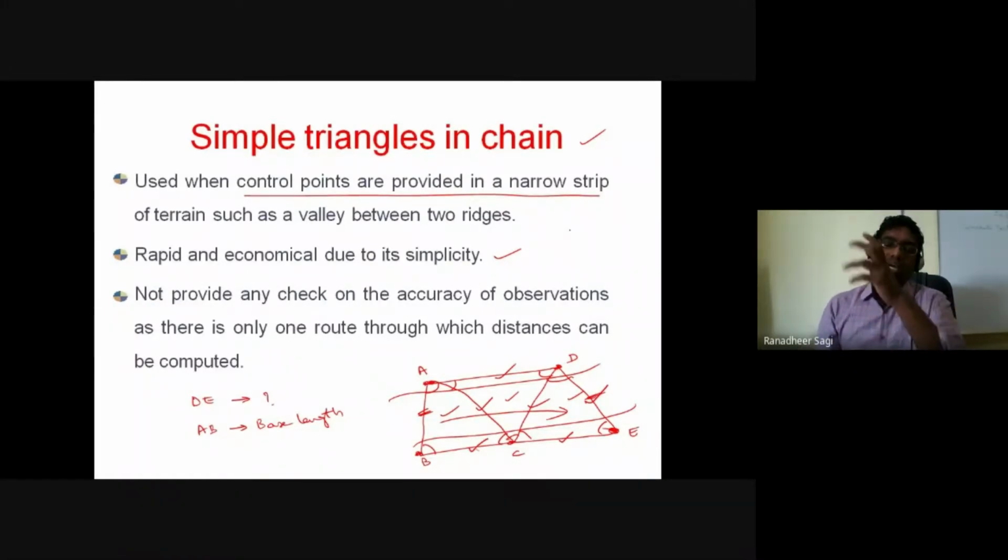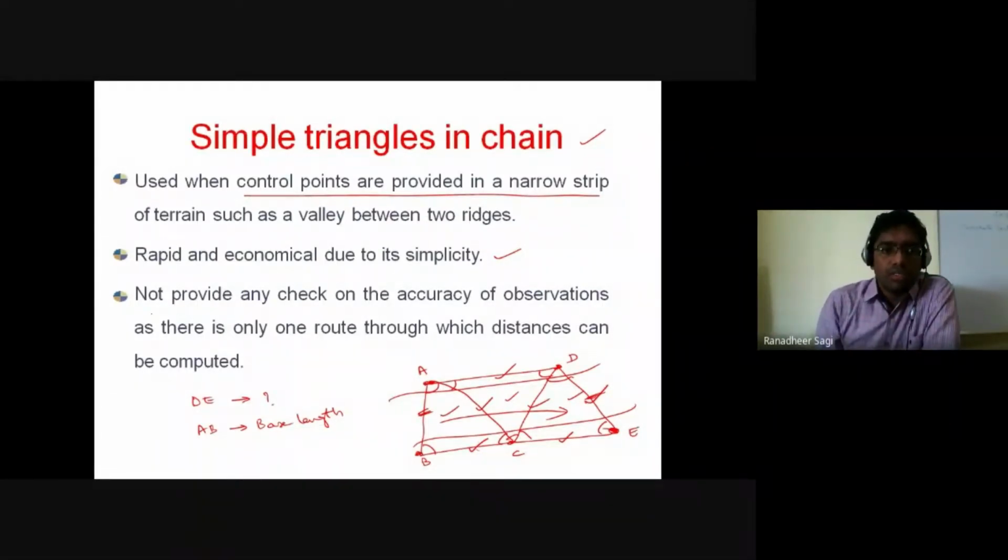But they have their own advantage. This particular technique has its own advantage. So it's simple, rapid, and economical. You are not going to be spending much time or much investment on finding all the unknowns to get your triangulation network, for subsequently figuring out your exact channel along which the flow is happening through that particular river.